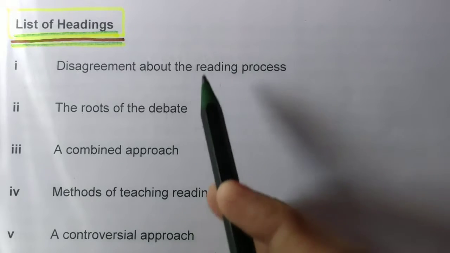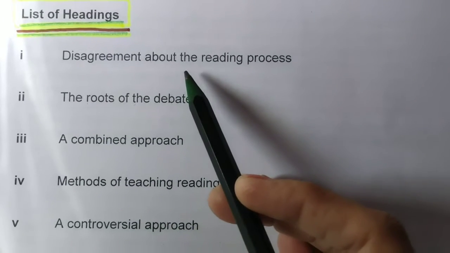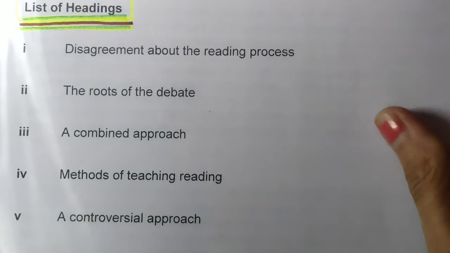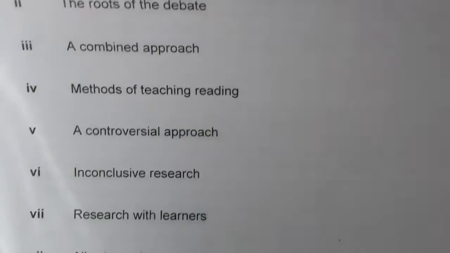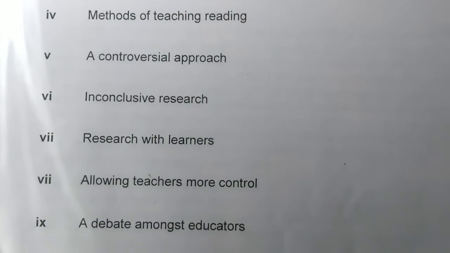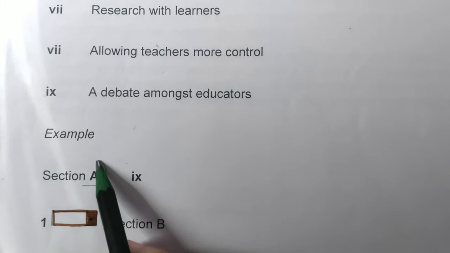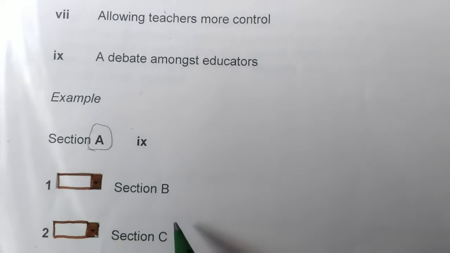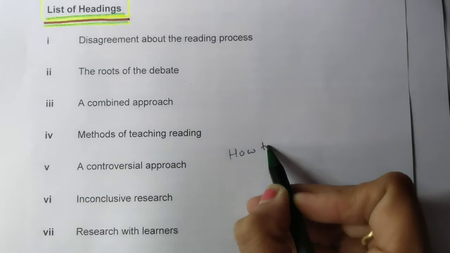So here we can see this list of headings. As you know, list of headings means there will be more options for each paragraph. Of course there is a list of 9 headings, and the answer for section A has already been given, and the questions are from 1 to 7. So how to do list of headings, that's more important.